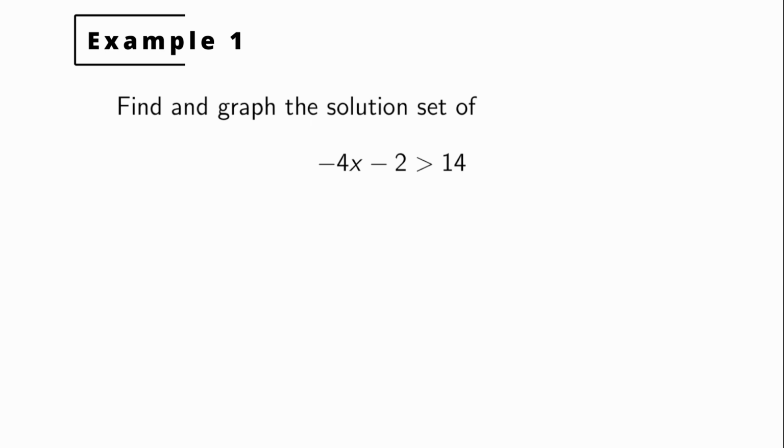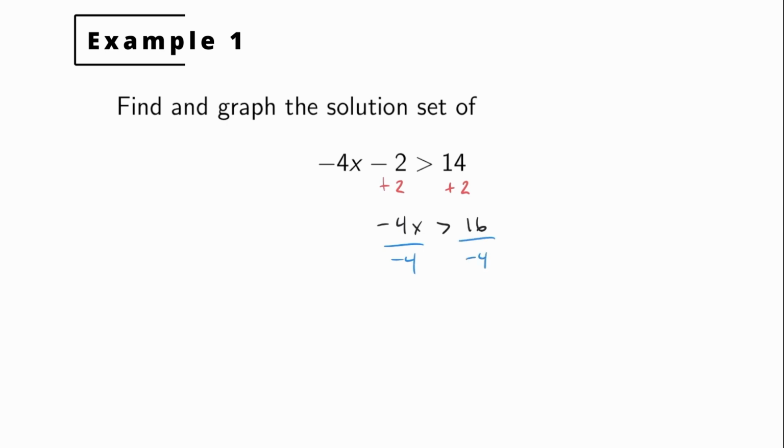Find and graph the solution set of -4x minus 2 is greater than 14. So our strategy here is very similar to that of solving a linear equation. I want to get x on one side of the inequality and a number on the other side. So to do that, we start by adding 2 to both sides. That gives us -4x is greater than 16. And I want the coefficient of x to be 1.